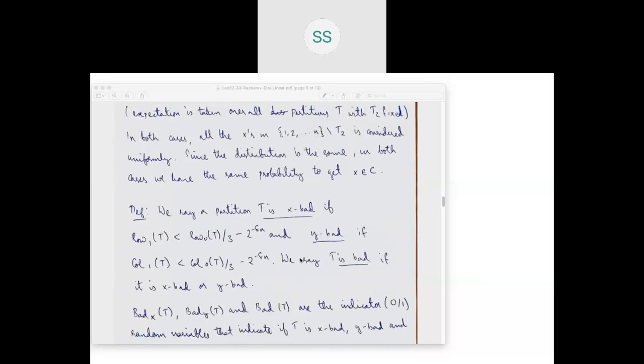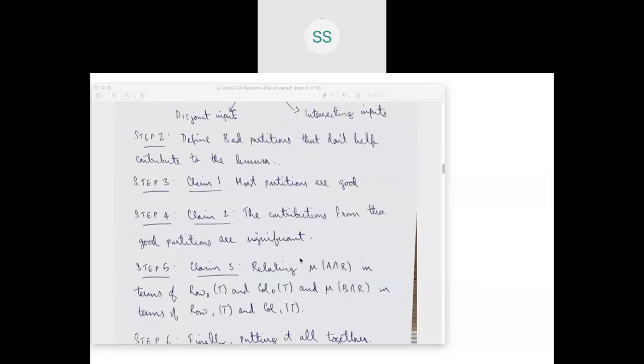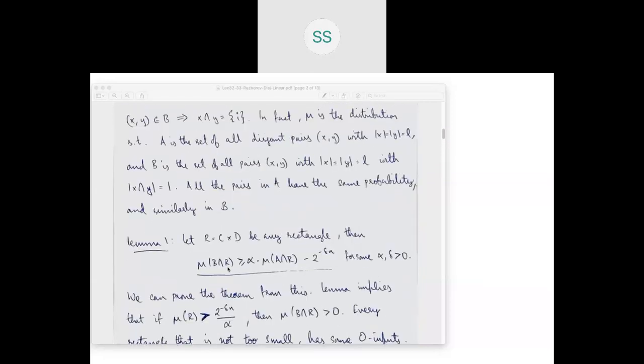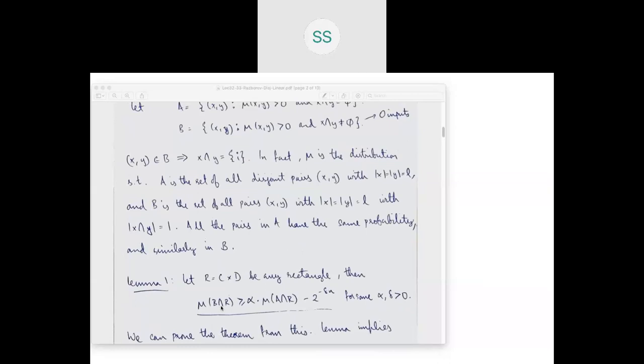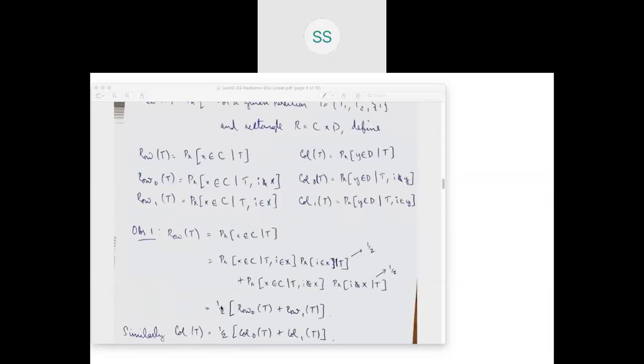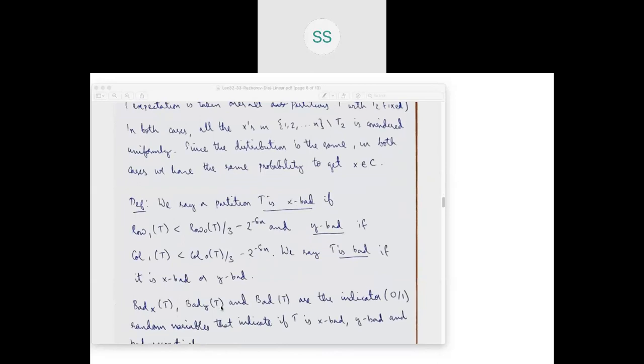Now we will define the next step of the roadmap. What is a bad partition? So recall in our lemma, we said that most of the rectangles, if it is not small, contain a significant fraction of zero inputs. And the bad definition is essentially trying to capture that. So recall I said rho 1t is the measure of contribution of the inputs that are likely to intersect. And column 1t are the measure of the inputs that are likely to intersect.